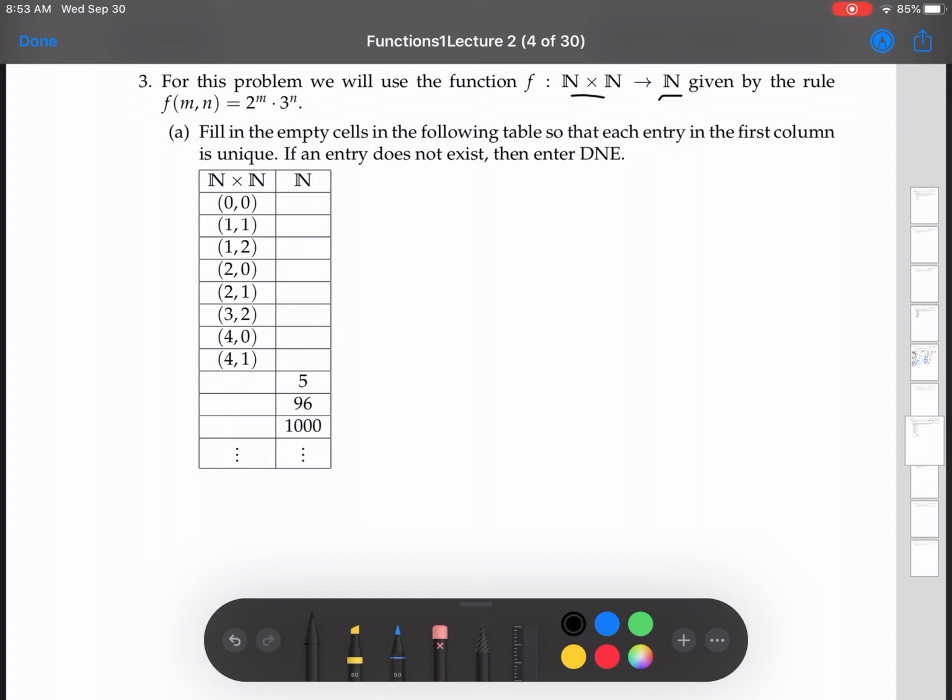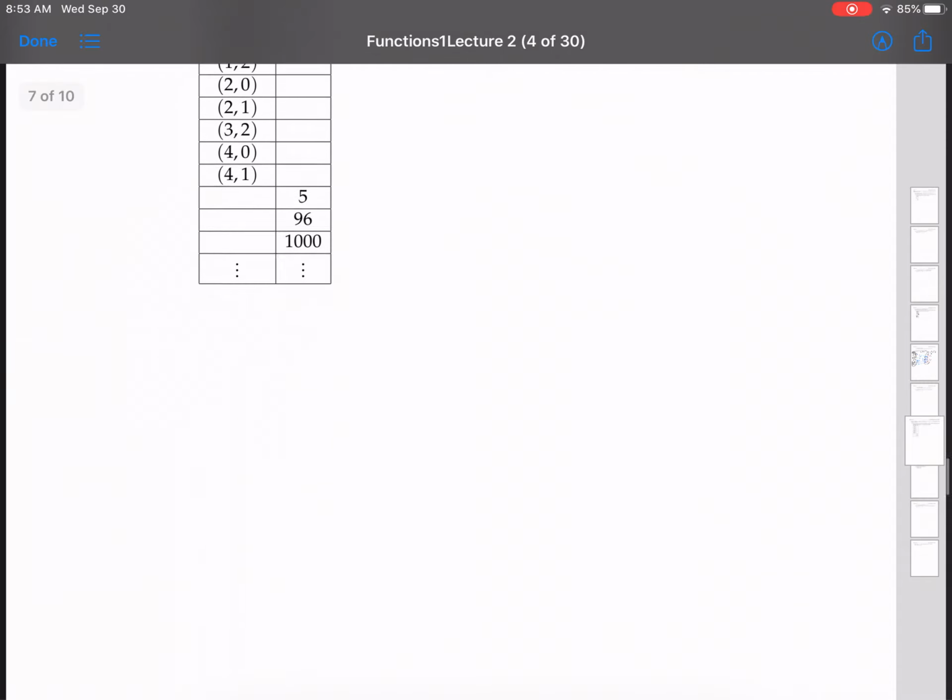All right, so before I fill out the table, I just want to talk a little bit more about N cross N, what that looks like, and how you can visualize what that looks like. Let me go down here and give myself a little more room.